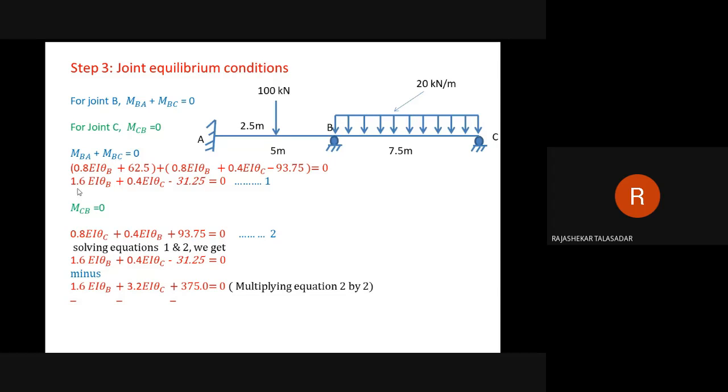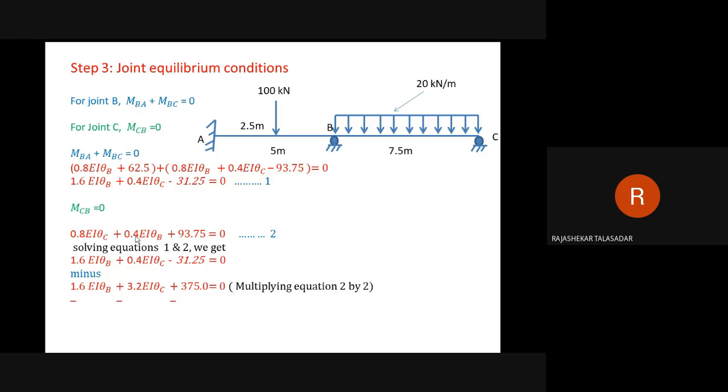See, you have to solve these two equations. One is 1.6 EI theta B, 0.4 EI theta C, this much. Now here, I have to make theta B 1.6. How much here? 0.4 into 4 if you do, you have to multiply by 4. 0.4 into 4, 1.6. 0.8 into 4, it is 3.2. Right? Similarly, if you multiply 93.75 by 4, you will get here 375.